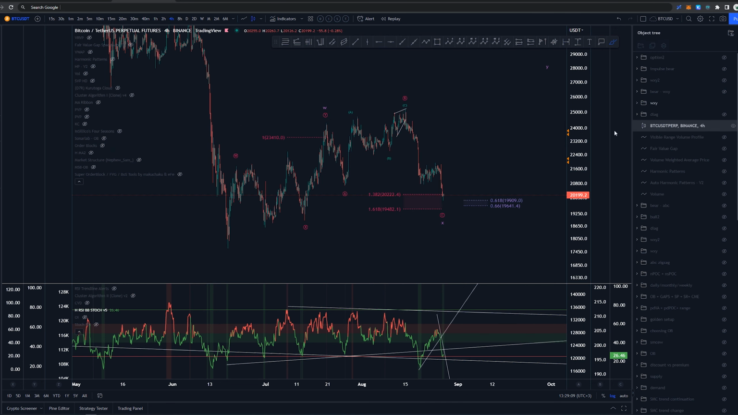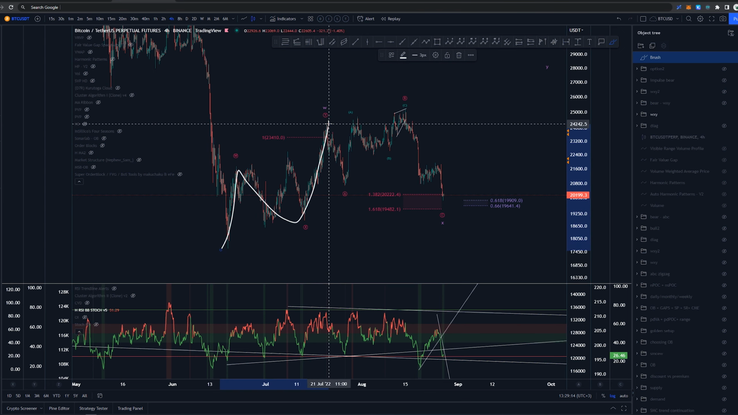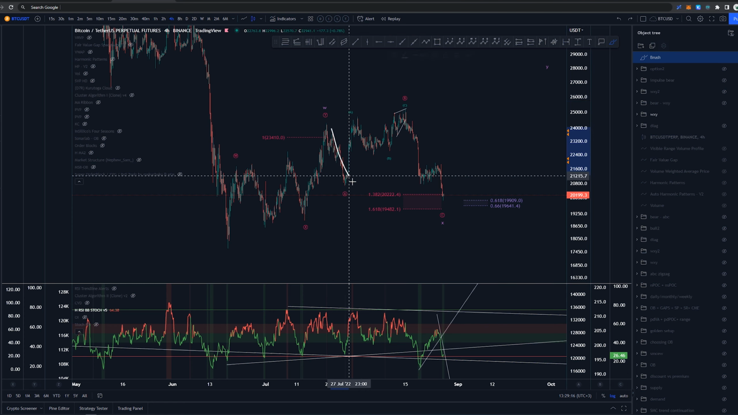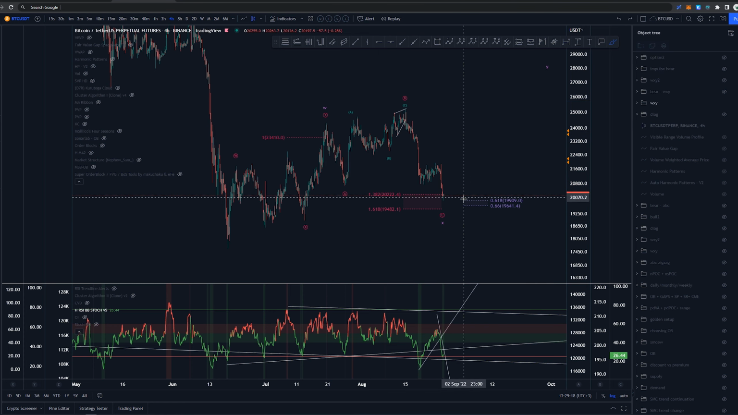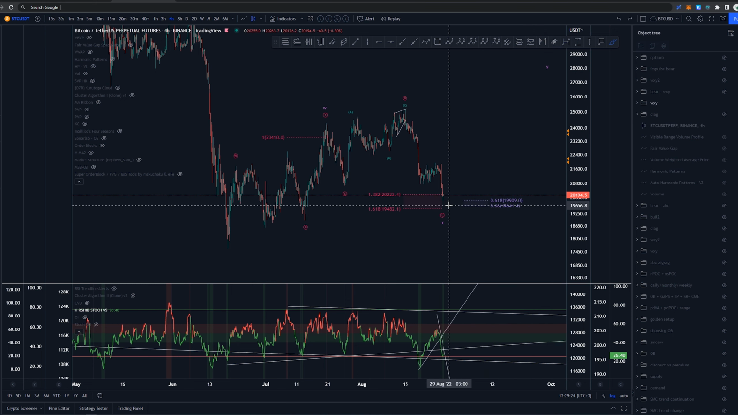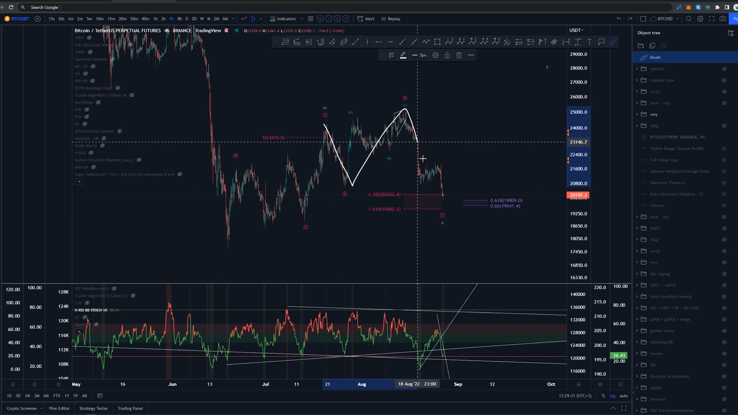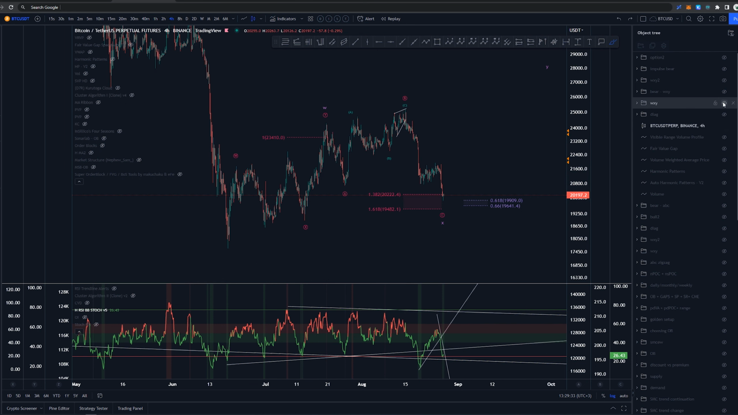The other one is that instead of ending here, we would have this as an ABC or WXY into W, a three-way pullback here into X, and then looking for that wave Y higher. Currently, we would be pivoting around the golden pocket. If we were to pivot right now, we would also be getting right around the 1.382 extension of this move here. So that looks pretty good as well.